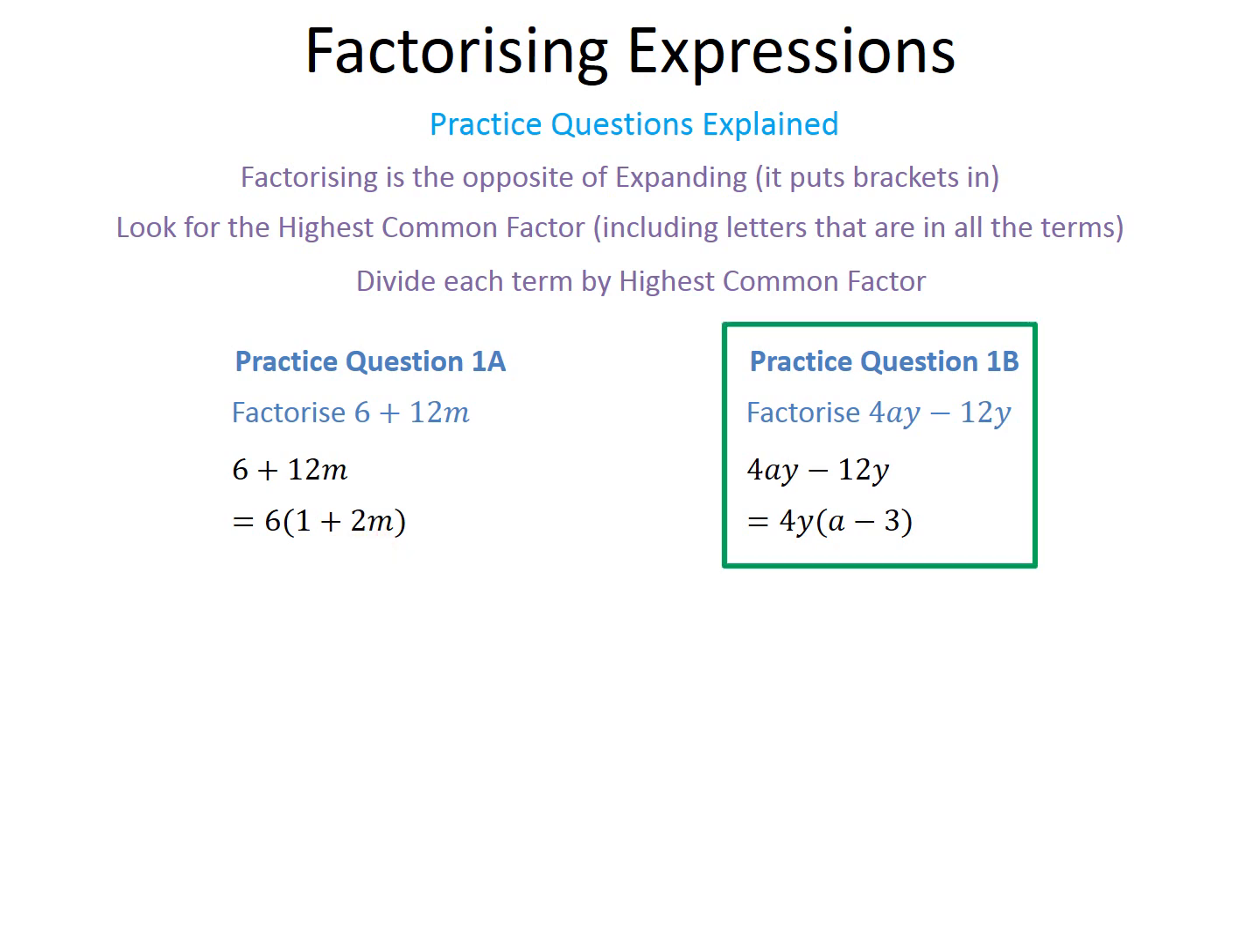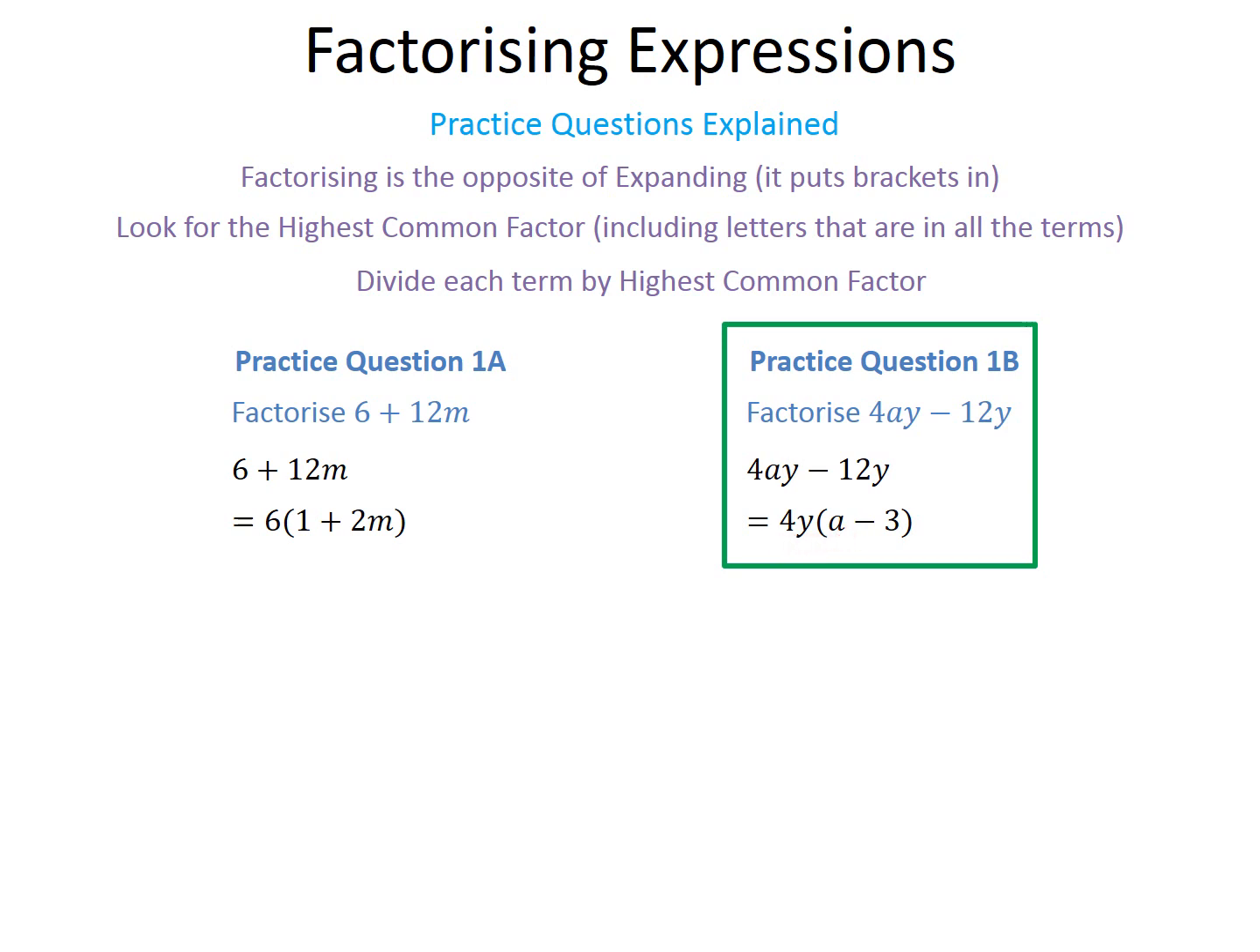End of question. In the second one here, again, I wrote out the question to start with, and again, I looked for my highest common factor with my numbers. And 4 and 12, this time it was 4 that goes into 4 and 12. It goes into 4 once, of course, and 12 3 times. But this one's also got a letter. The y appears there, and so I had to take it out at front as well. So 4y goes out the front.